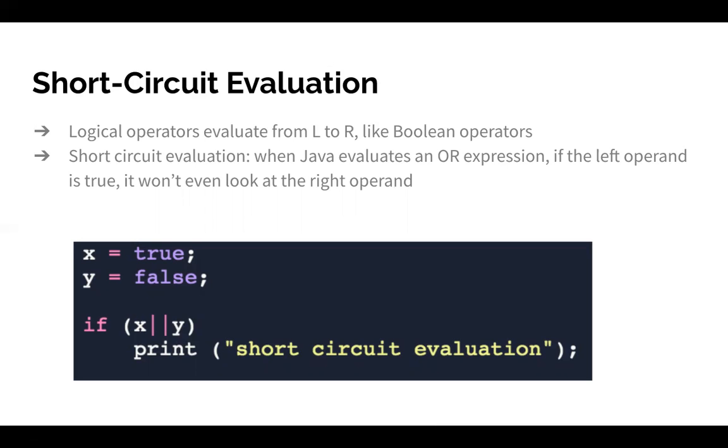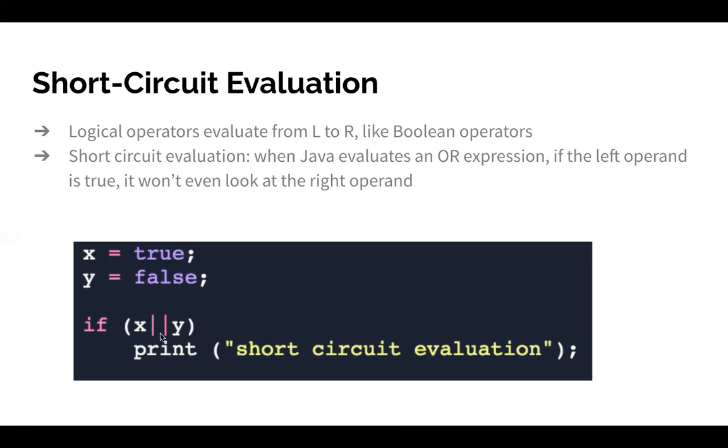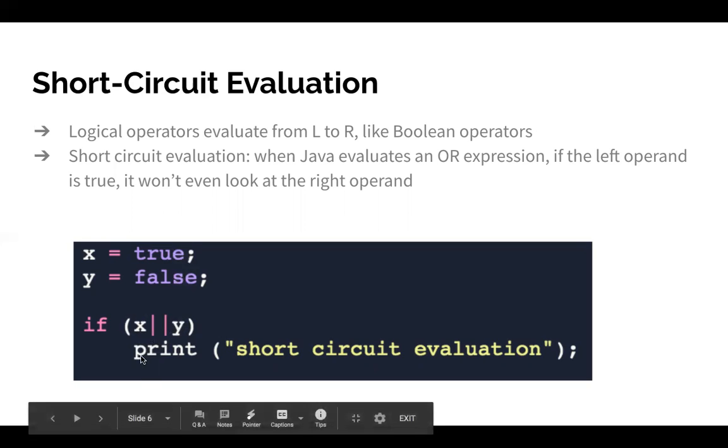It doesn't have to look at as many data points, especially if you're using lots of Boolean operators in a long, complex program. So if X is true, we're just going to look at the X, and then Y is false. So even if we looked at the Y and it was true, we would still print. If the Y is false, it's still going to print. And so Java just checks out the left side of that operator.